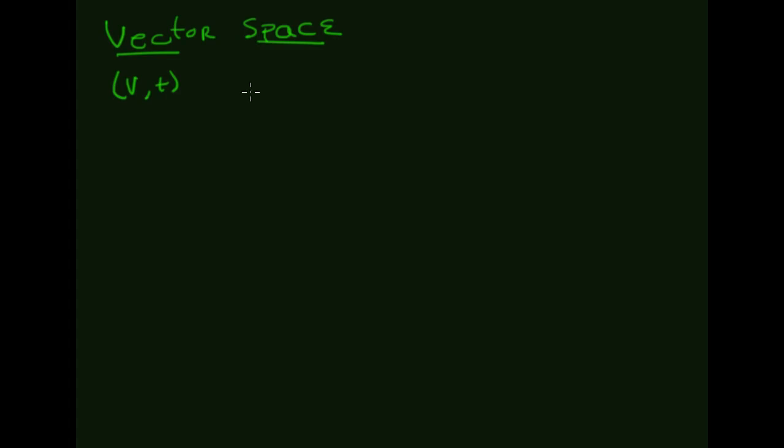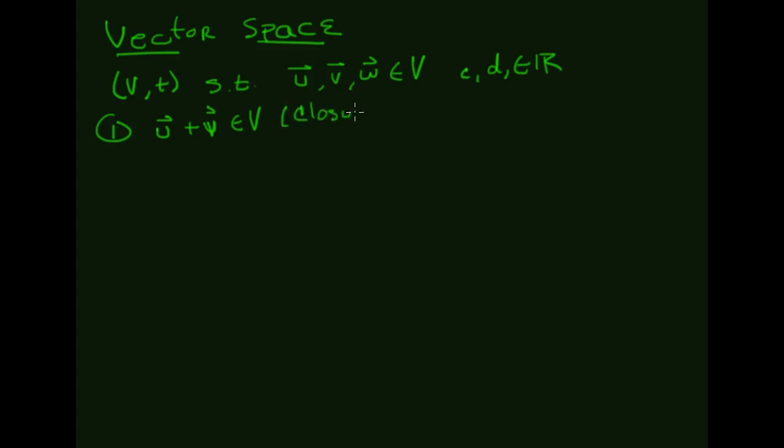Okay, and we're going to make this such that if I have vectors u, v, and w in that set, and c and d are elements of the reals, then the following 10 things have to be true in order to have a vector space. One is that if I add two of these vectors, they still have to be in that set. So this is what we call a property of closure. Okay, that we're closed under addition. You add two things and you stay in there.